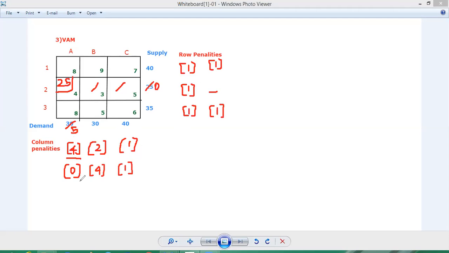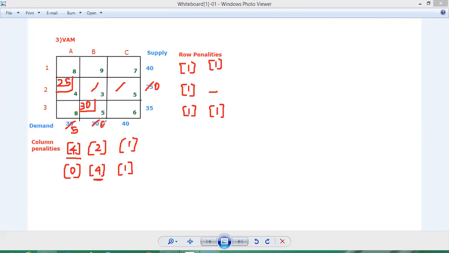Now which is the maximum value? This 4 is the maximum value among all the column penalties and row penalties. Again this 4 belongs to the second column. Again we have to pick a cell which has a minimum cost. This is the cell which has a minimum cost. So allocate resources to this particular cell. The demand of this cell is 30 and the supply of this cell is 35. So minimum of these two will be 30. So your entire demand has been met.